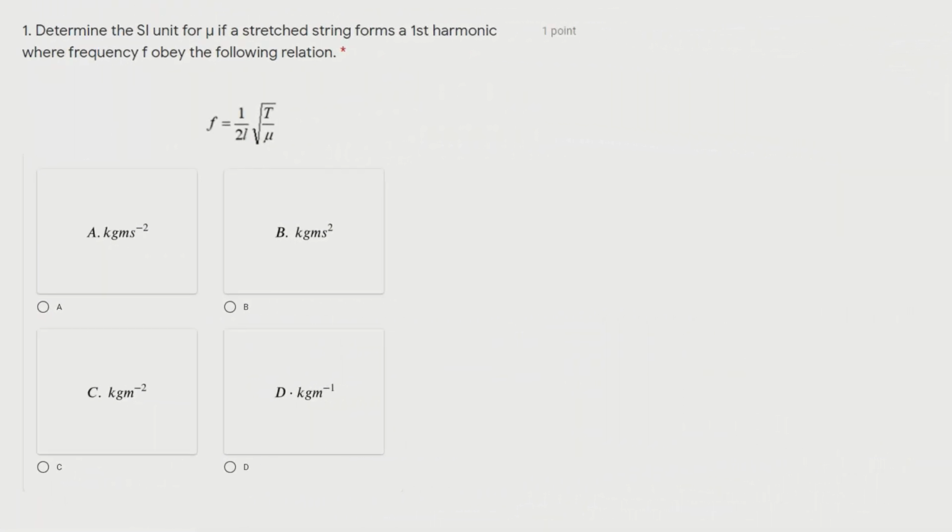Okay, determine the SI unit for mu if a stretched string forms a first harmonic where frequency f obeys the following relation. The relation given in the question is frequency equals 1 over 2 length times the square root of tension over mu. So we need to find the SI unit for mu. The first thing you need to do is to rearrange this equation until you get mu as the subject. So okay, let's start rearranging this equation.